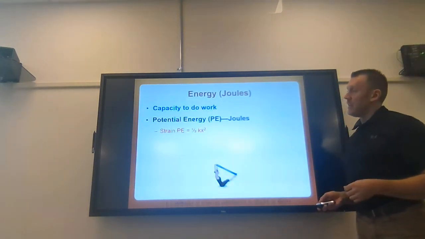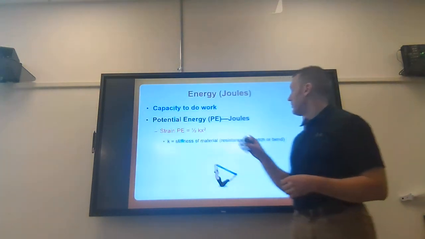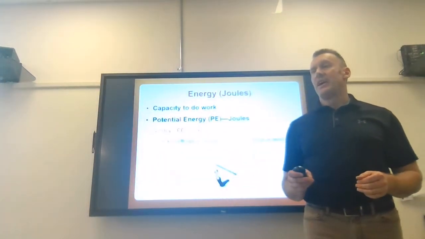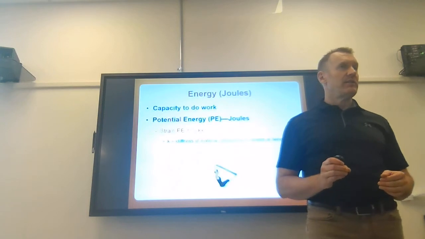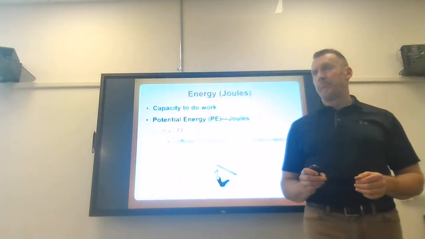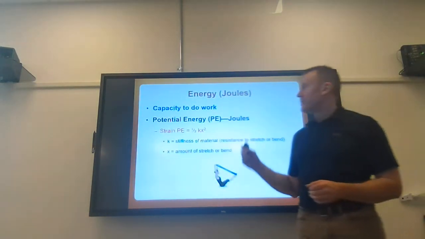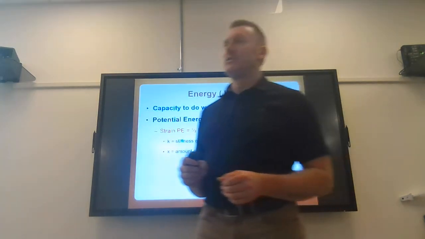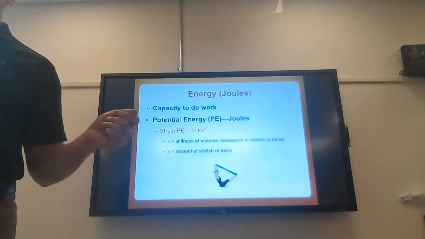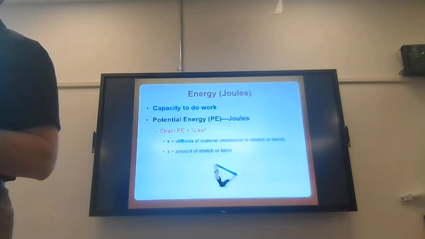So strain potential energy is equal to 1/2 times k times x squared, where k is the stiffness of the material. This is just a constant, kind of like the coefficient of friction, that describes the stiffness of the material. And then x is the amount of stretch. Because x is squared, the amount of deformation or the amount of change in shape is the most important factor.